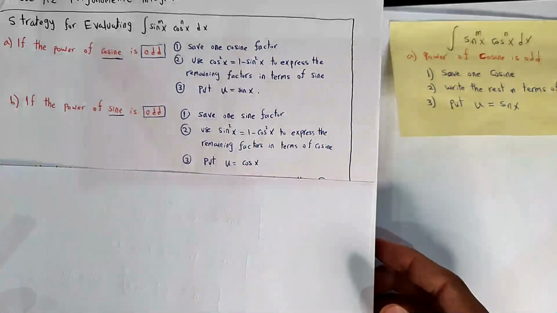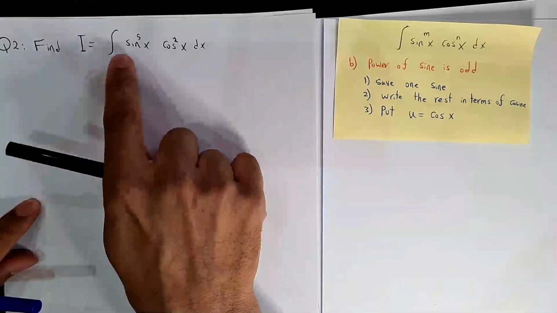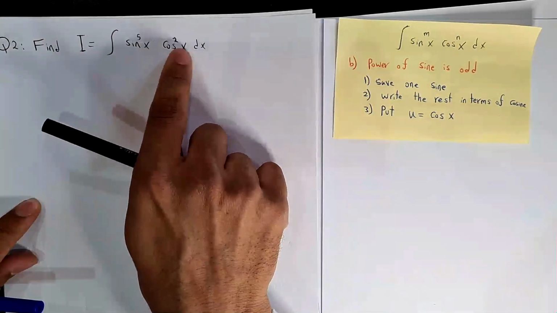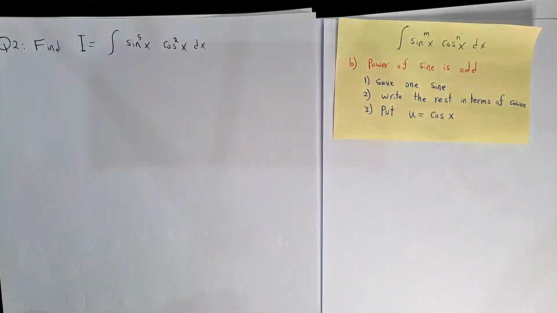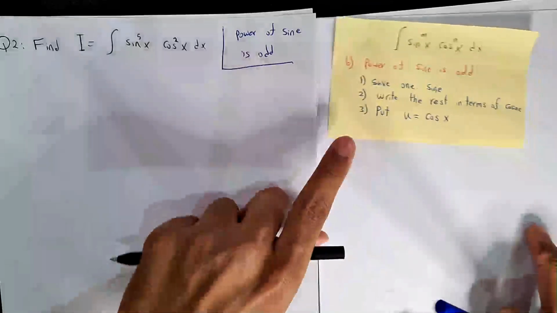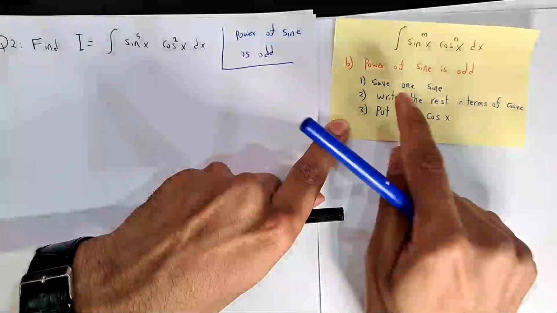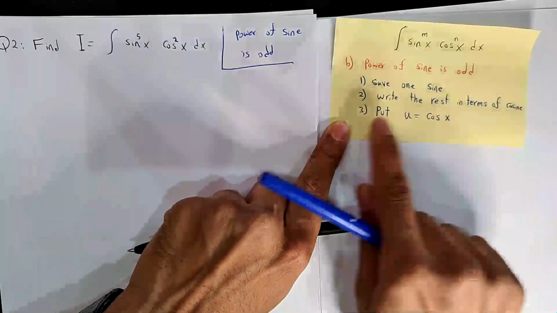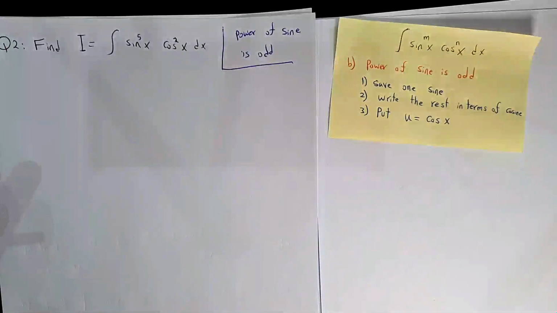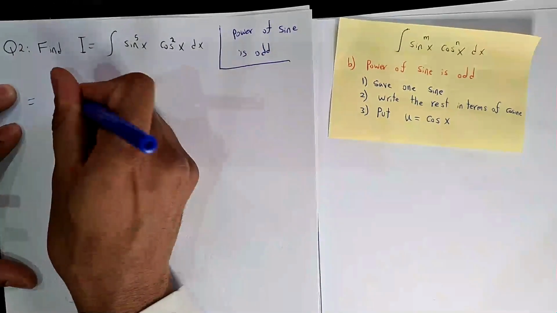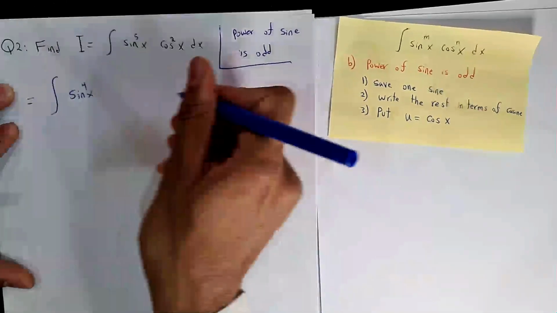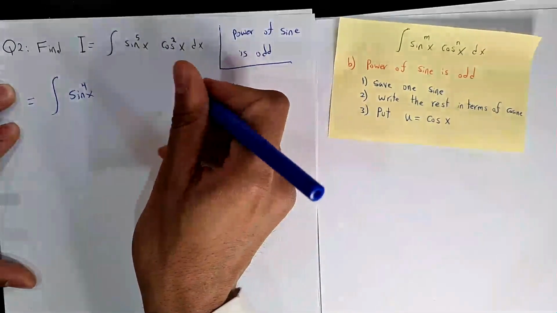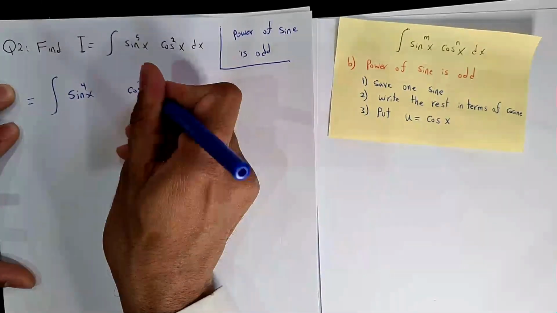Let us apply it in the next example. Question number 2: integrate sine to the power 5 x cosine square x dx. Clearly here we can see that the power of sine is odd. So let us follow this strategy B. Save one sine, then write the rest in terms of cosine, then use the substitution u equal cosine x. Let us do this together. This will be sine to the power 4x, save one sine at the end. Now I am left with cosine square x.